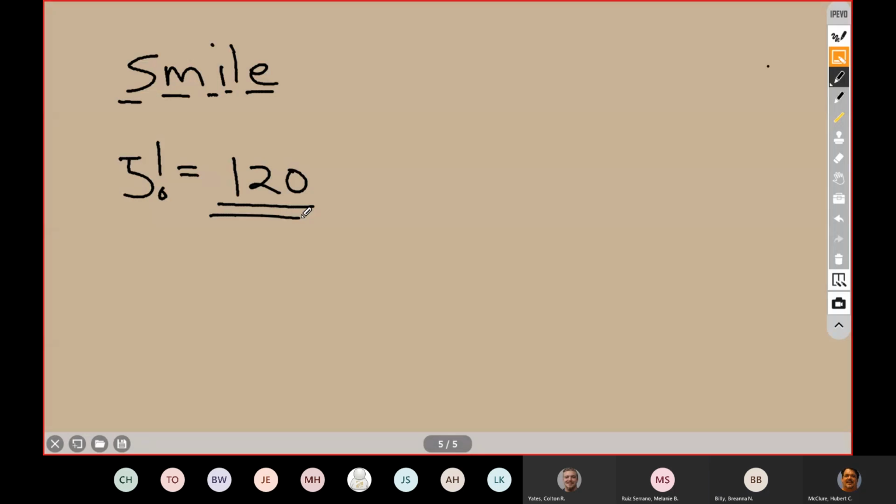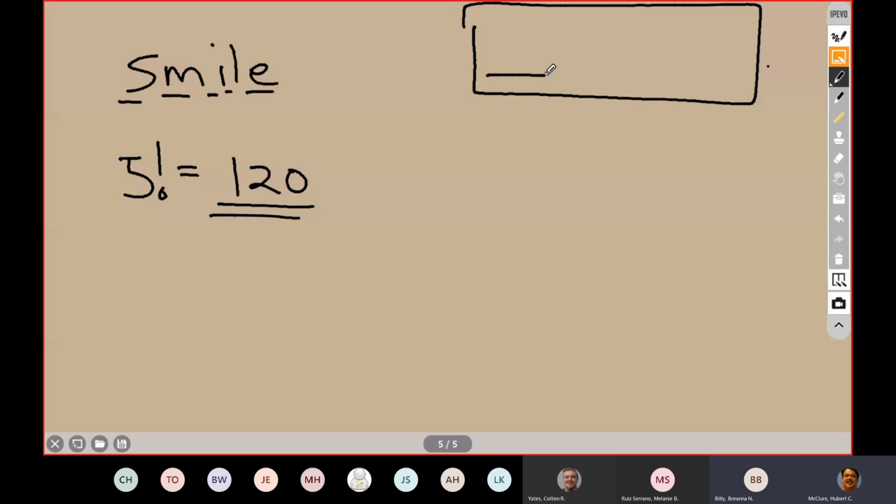Now, the other question is a license plate. There's the license plate. And they want to do a letter here, a letter there, and 4 numbers here.